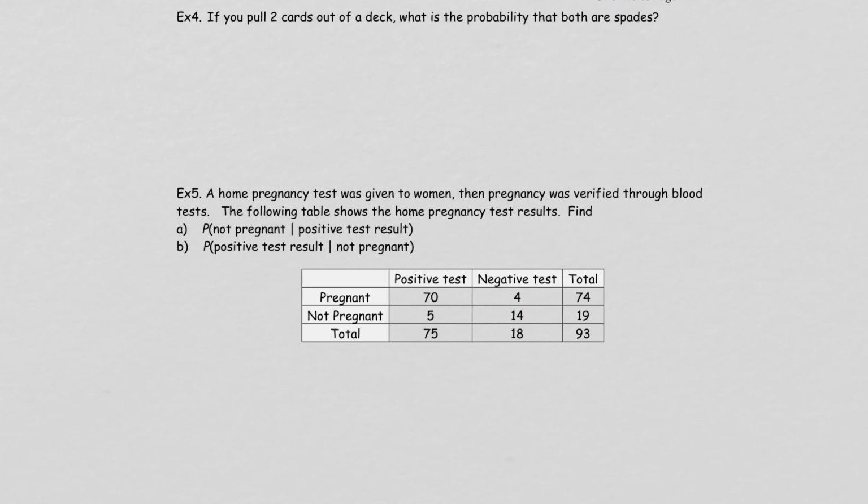I am going to work on 2 more problems that are similar to examples 2 and 3. So before we do exercises 4 and 5, maybe you can try them out before you watch this video.